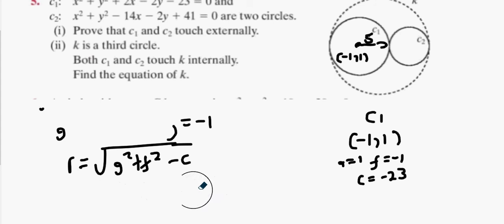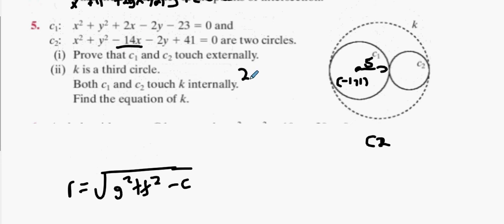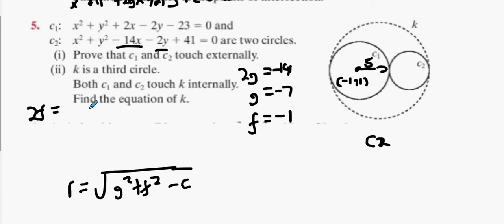Alright, let's go with C2. What do we know about C2? 2g equals minus 14. So what does that mean for the g value? 2f equals 2y, so f will equal minus 1. Yeah, grand, right? What's the centre of its circle then? 7 and 1. Alright. It's handy.